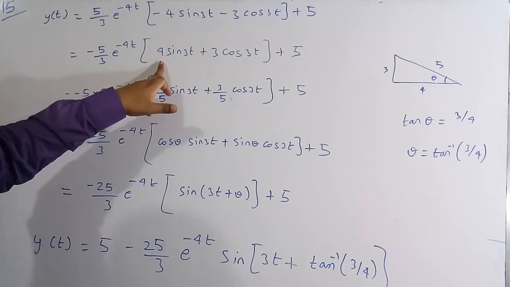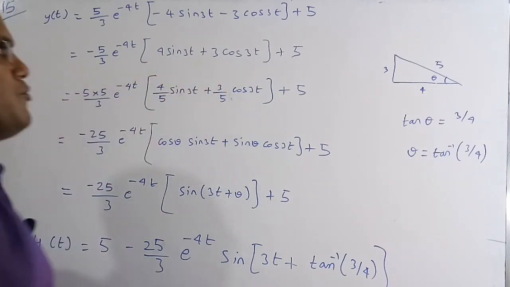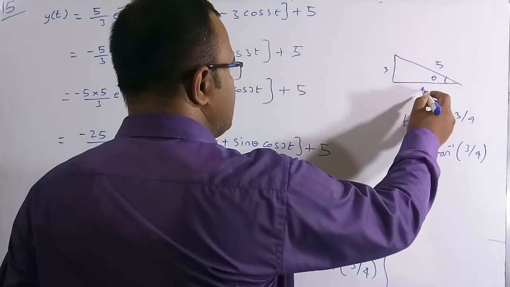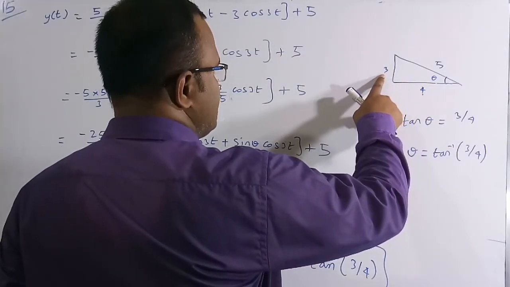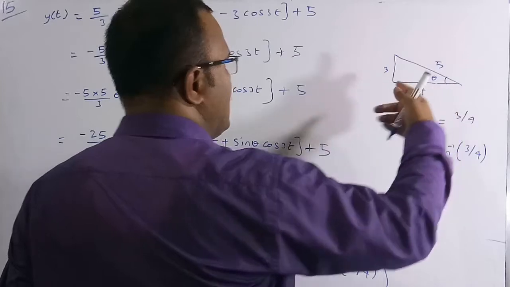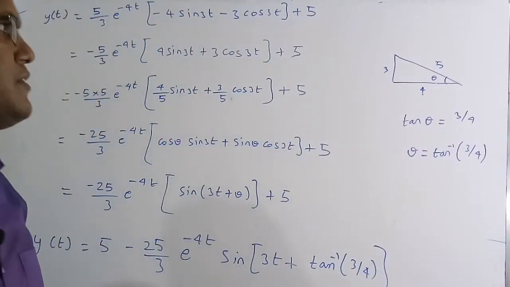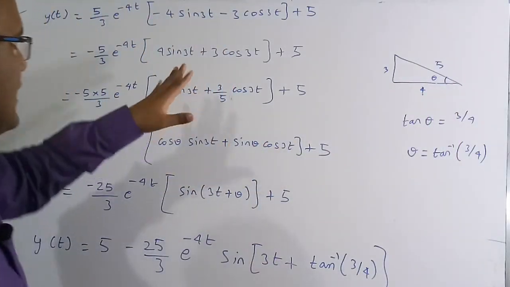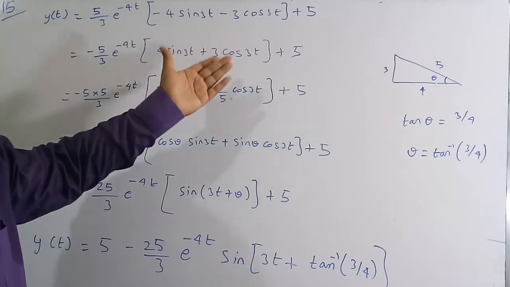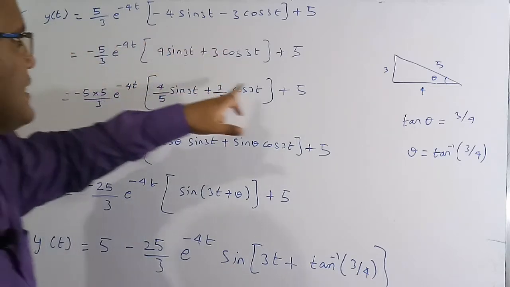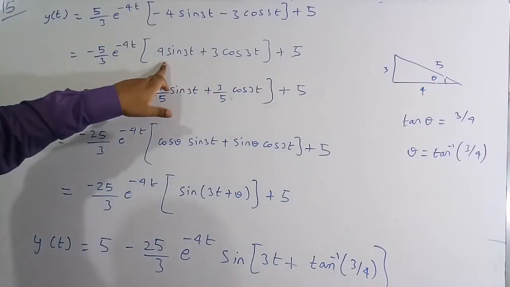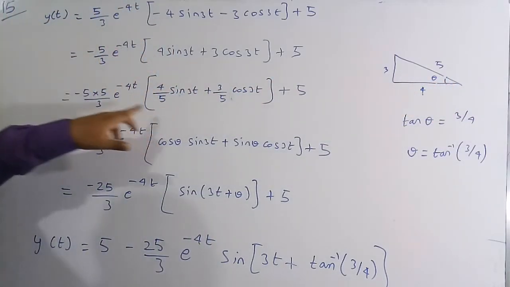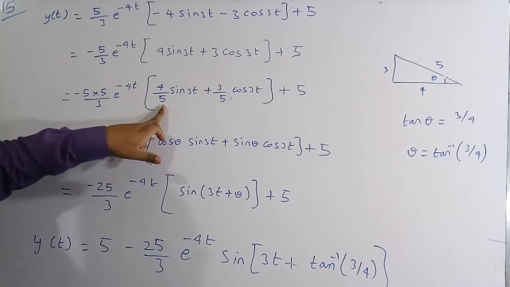Here this is a 4, and this is a 3. So I am going to assume this is a triangle. The base is 4 and the opposite side is 3. So the hypotenuse will be the square root of 3 square plus 4 square, which is 5. Now I want to convert this total expression into the sine domain. The hypotenuse is 5, so I have to multiply and divide by 5. Therefore I have multiplied by 5 and also divided by 5.